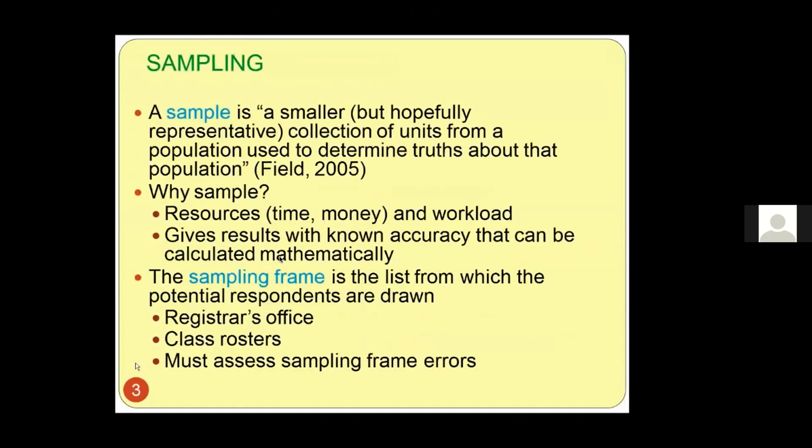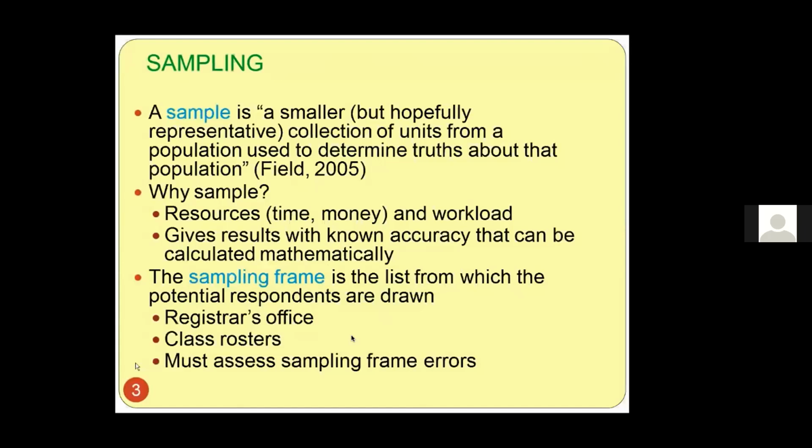As we know, a sample is a smaller representation of a larger population that still is able to determine truths about that smaller population. Why do we sample? Because number one, we have lack of resources, which might be time or money, as well as workload implications and busy schedules. A sample also gives results with known accuracy that can be calculated through different statistical means.